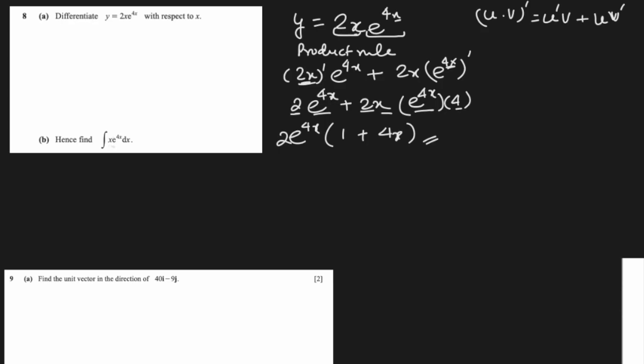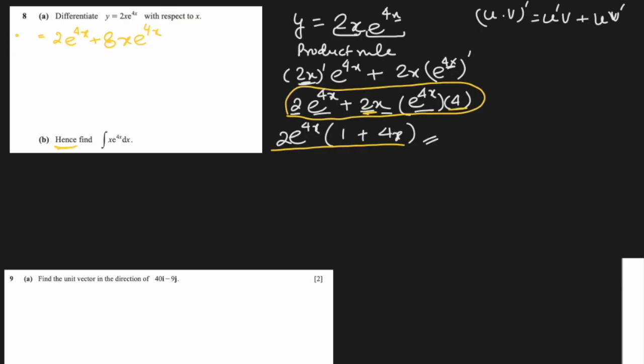Okay, hence find the integral of x e to the power 4x dx. So let me rewrite what I just got, because they said hence, which means we have to take help of this one. So I will use this one, not this, because here I have taken something common, here nothing is common and it matches something. The answer of this came out to be 2 e to the power 4x plus 2 times 4, 8x e to the power 4x, right?